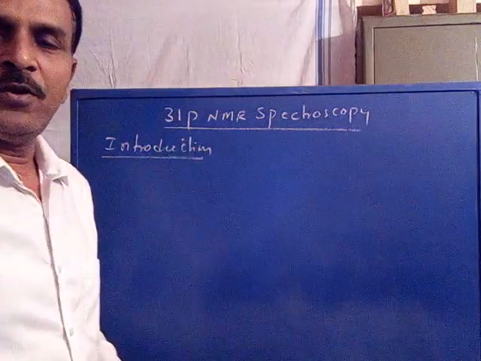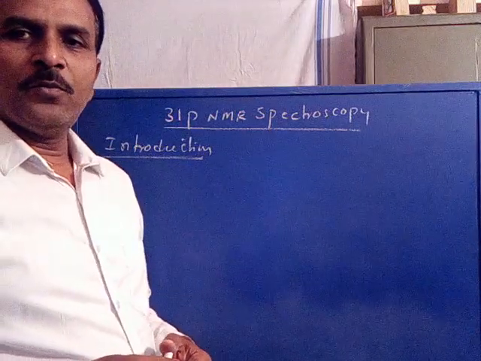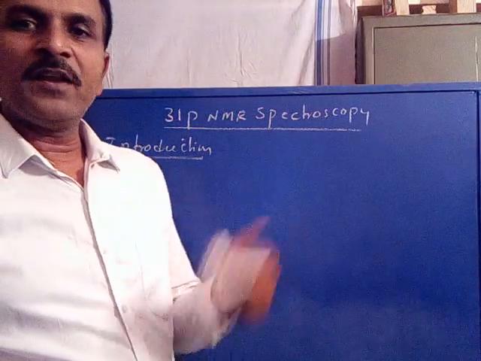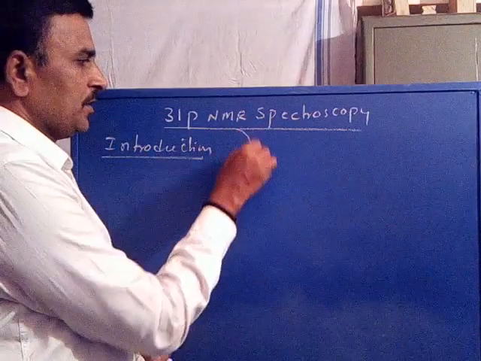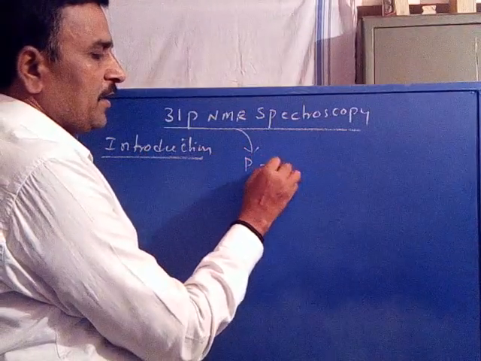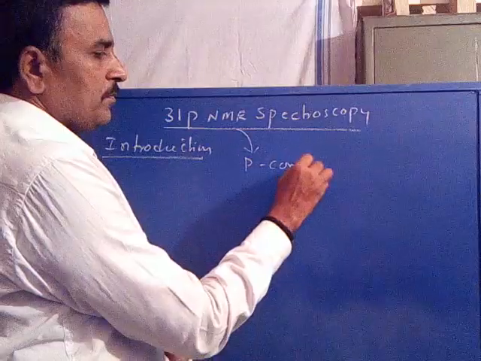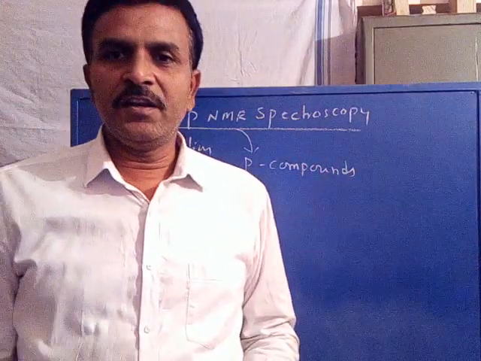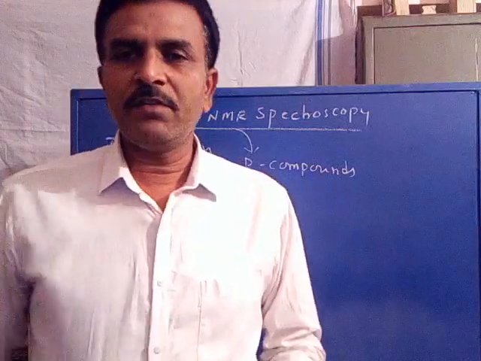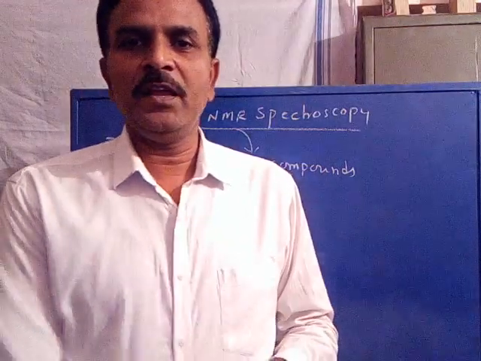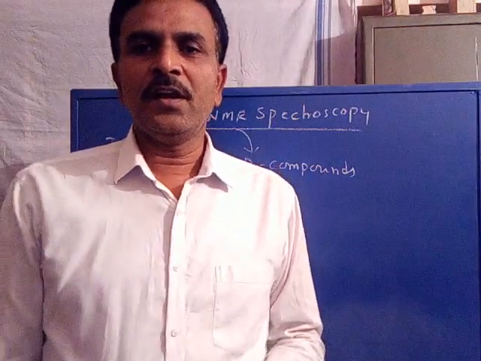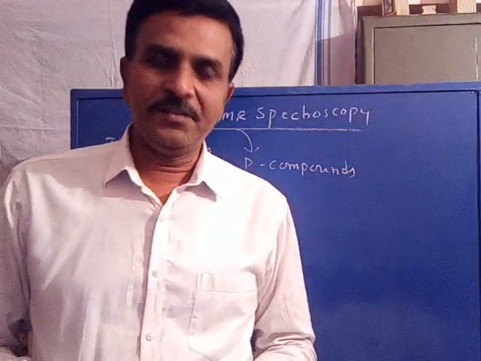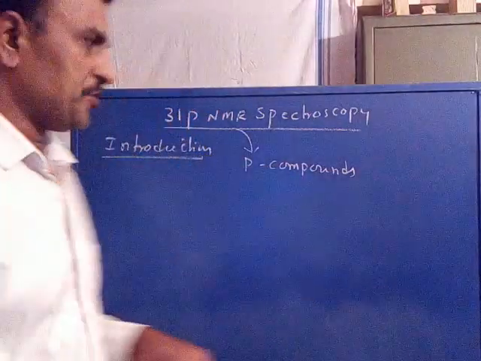Introduction and principle. So 31 phosphorus NMR spectroscopy is used for the study of phosphorus containing compounds for their structure determination. So 31 phosphorus NMR spectroscopy is useful for the study of phosphorus containing compounds for their structural determination. Now coming to the principle.